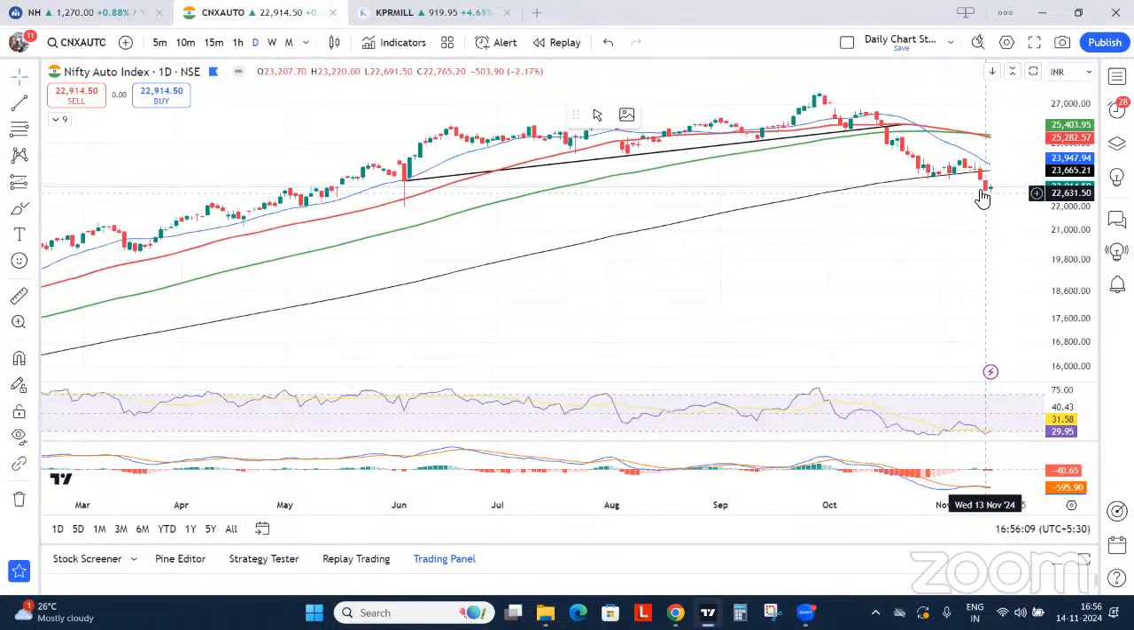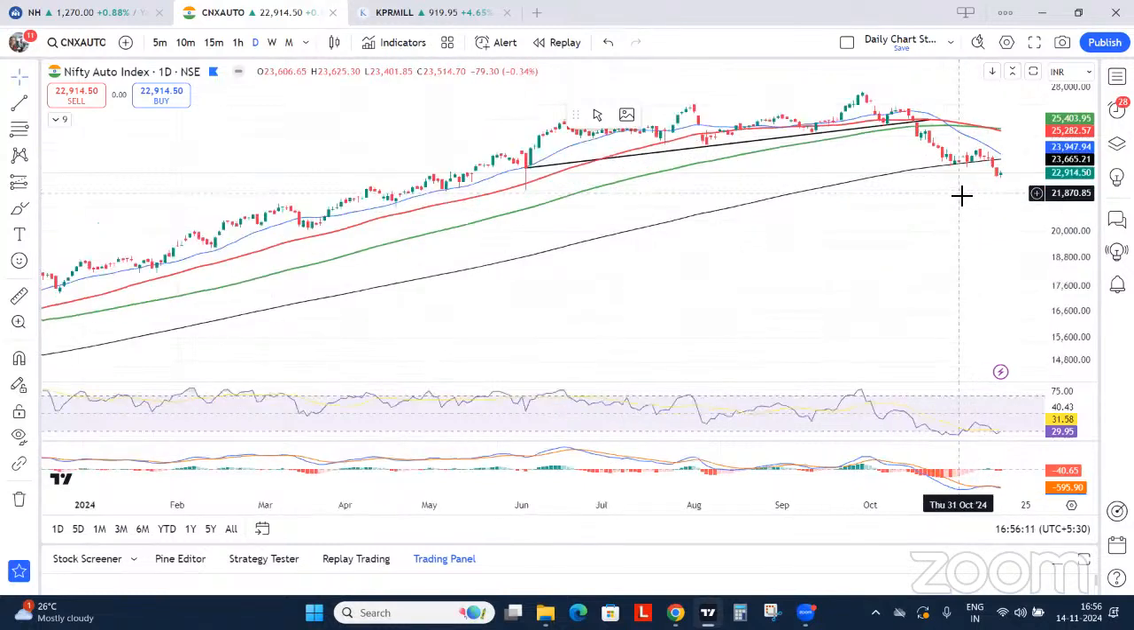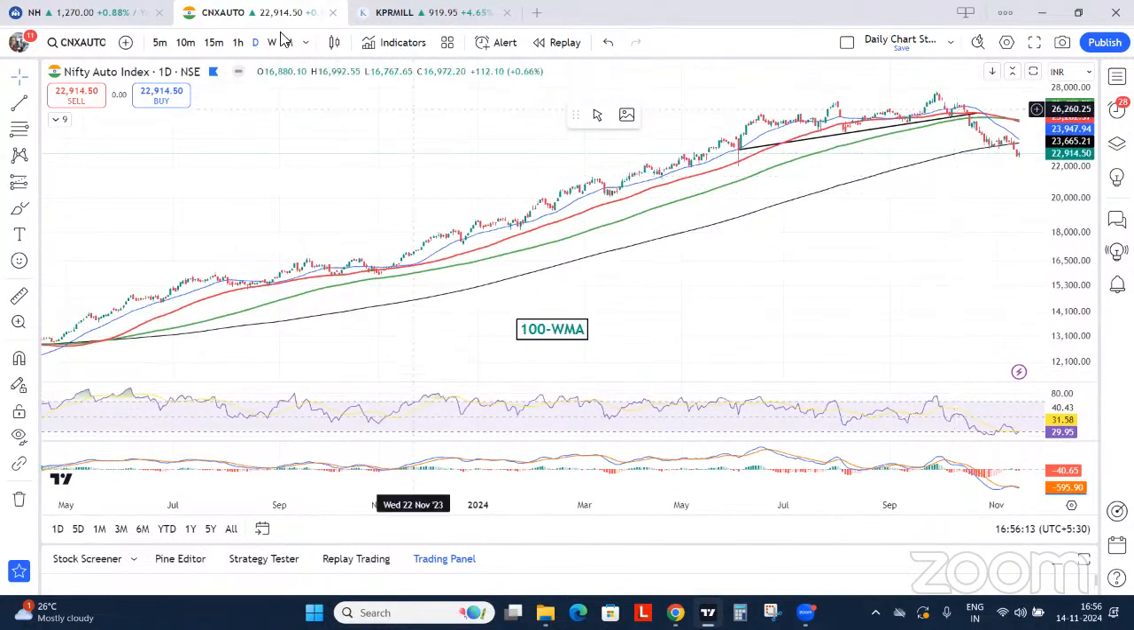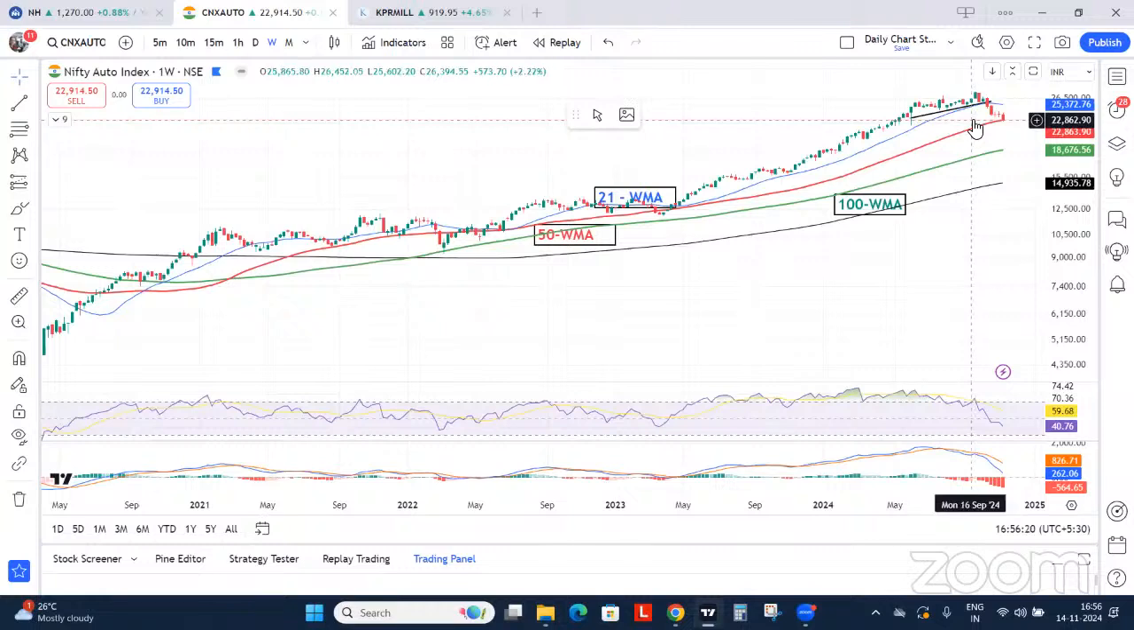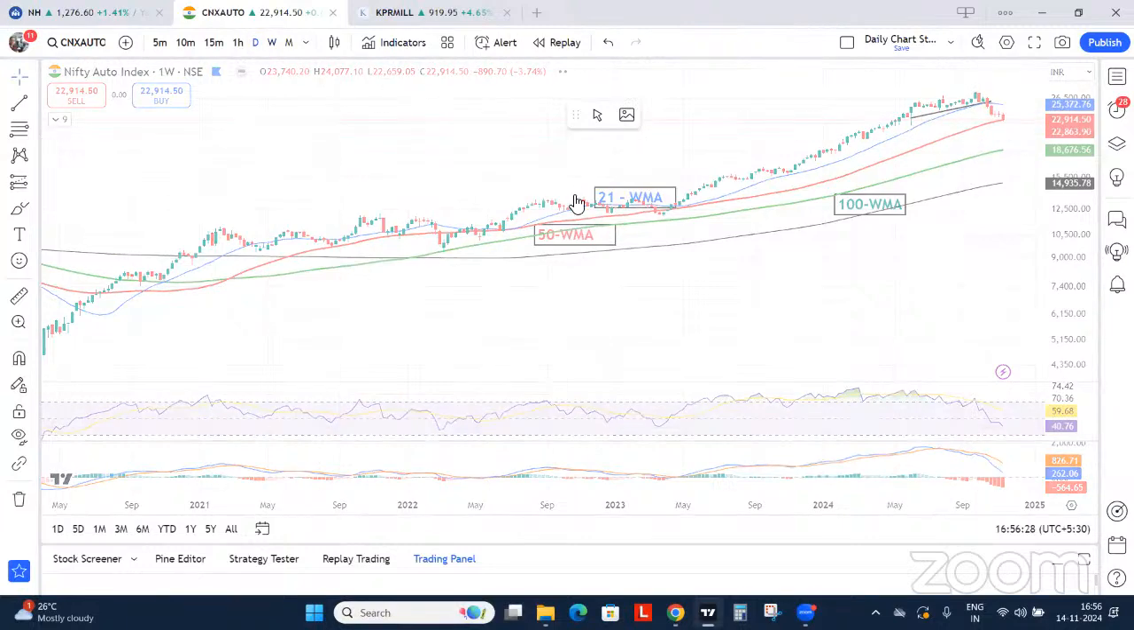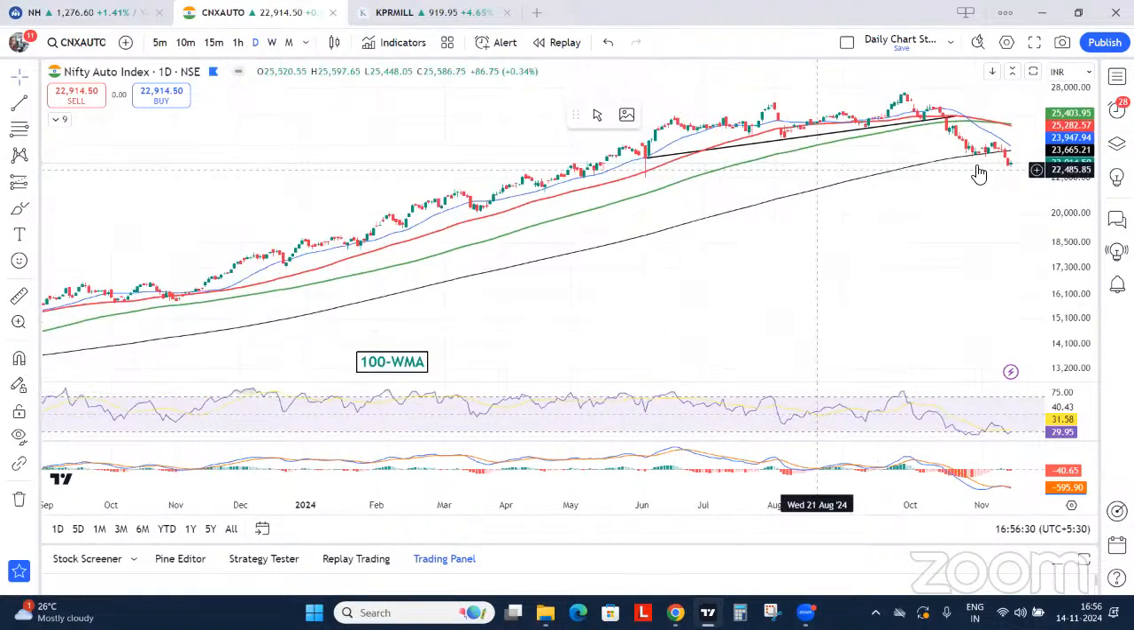So right now it's showing a weakness, and it's likely to fall further. Even if there is a break below this 200 DMA, then we might see a 20,500 kind of level in this particular sector. But better to avoid this sector right now. It's showing a clear-cut negative sign.